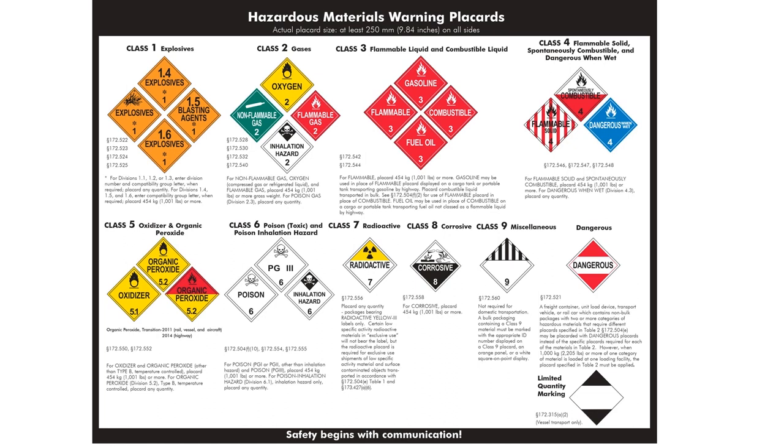Class 6, you have poison. Packing group 3 is also poison. And then you have an inhalation hazard. Class 7 is radioactive. Class 8 is corrosive. Class 9 is miscellaneous. And then you have a dangerous placard. These are all the different types of placards.